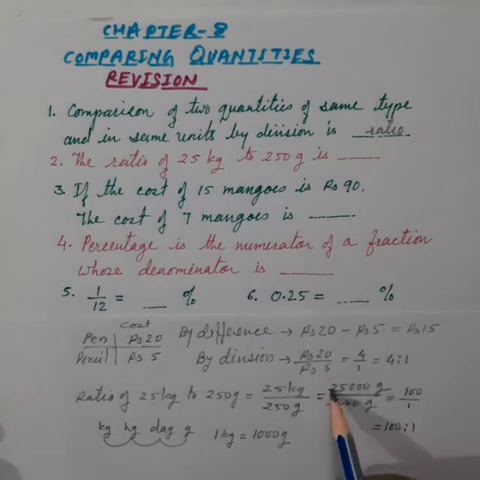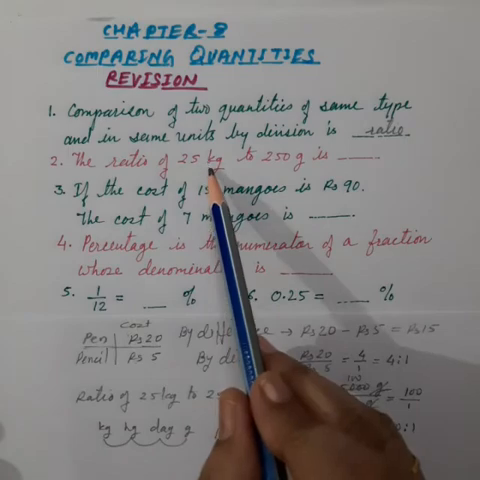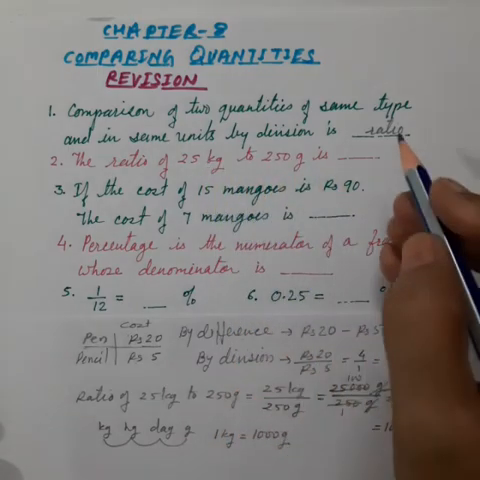250 ones are 250, and 250 hundreds are 25000. So, the ratio we get is 100:1 and ratio has no unit because here units also get cancelled. So, the ratio of 25 kg to 250 grams is 100:1.